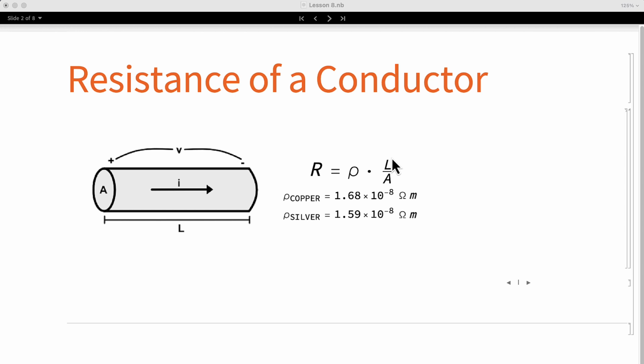A metal like copper has a resistivity of 1.68 × 10^-8, and that's given in ohm-meters. A metal like silver has lower resistivity, therefore it is a better conductor. However, silver is more expensive than copper, and for that reason copper is more often used.